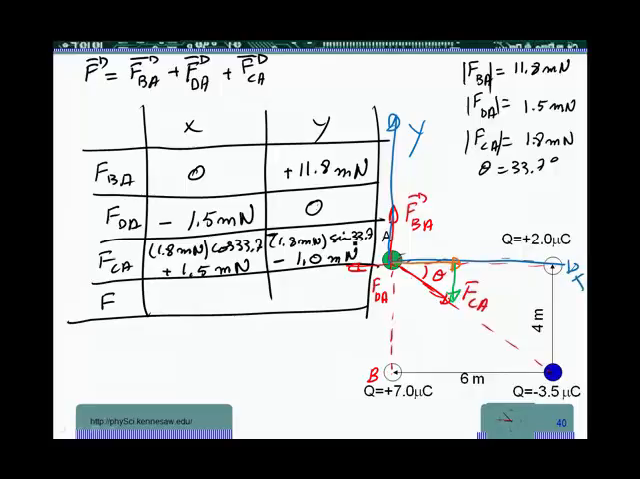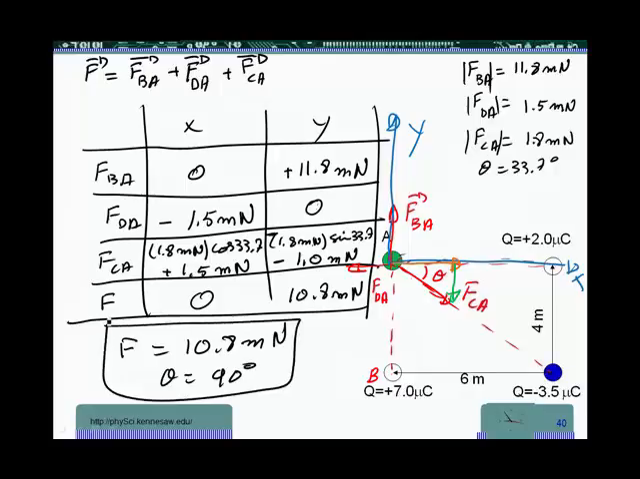Okay, so here we have minus 1.5 plus 1.5, and here 11.8 minus 1, so that gives us 10.8 millinewtons. So we are lucky here, we don't have two components, so the magnitude of my force is 10.8 millinewtons, and its direction is along the y-axis, or theta for it is going to be 90 degrees. Okay, that's my force.